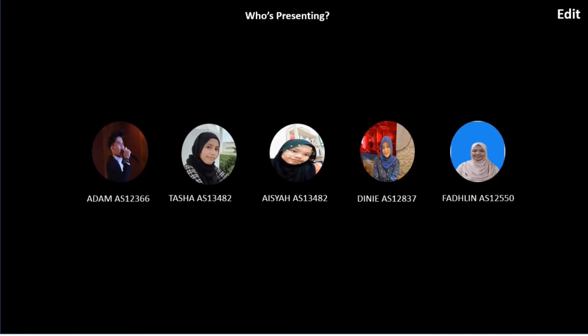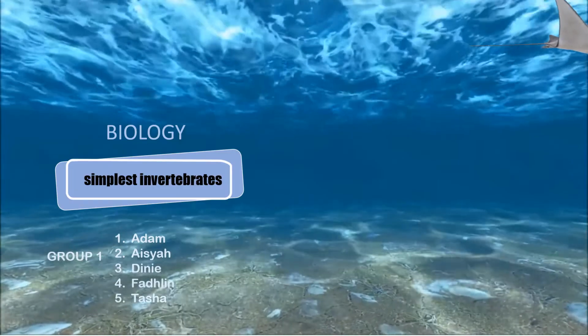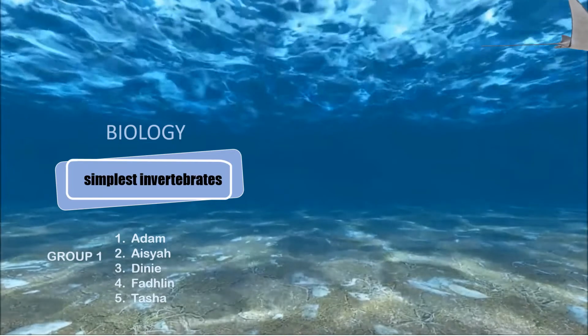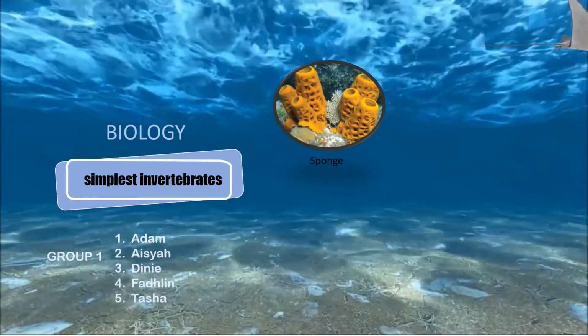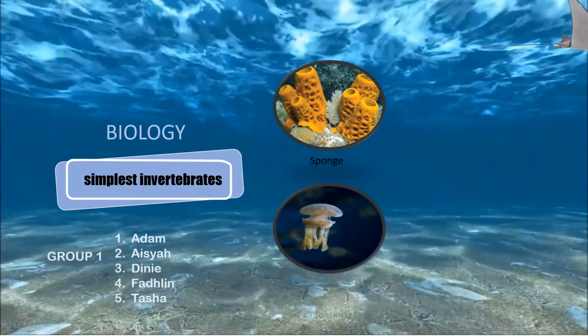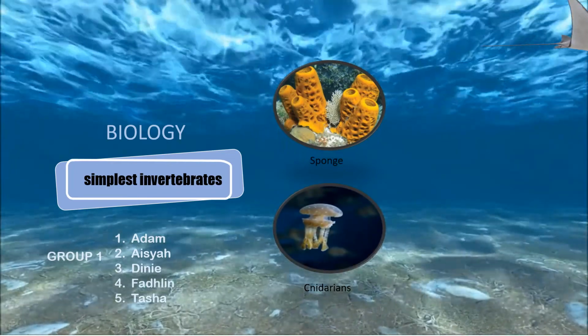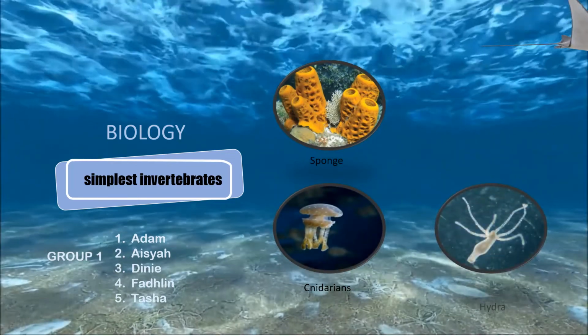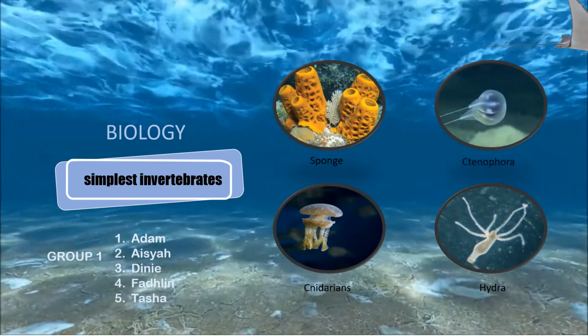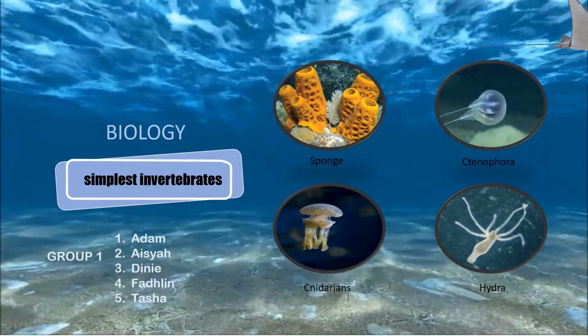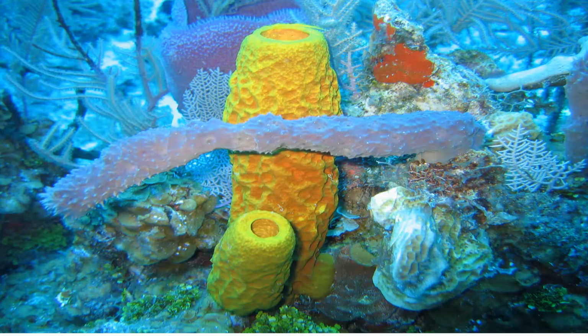There are 4 types of simplest invertebrates. Firstly, sponge. The second one is Cnidaria. Third, Hydra. And last but not least is Xenophora. The first invertebrate is sponge.